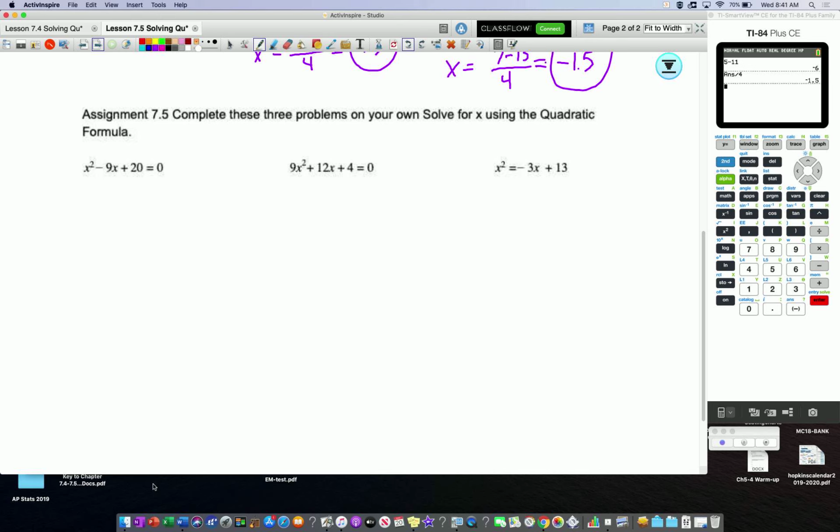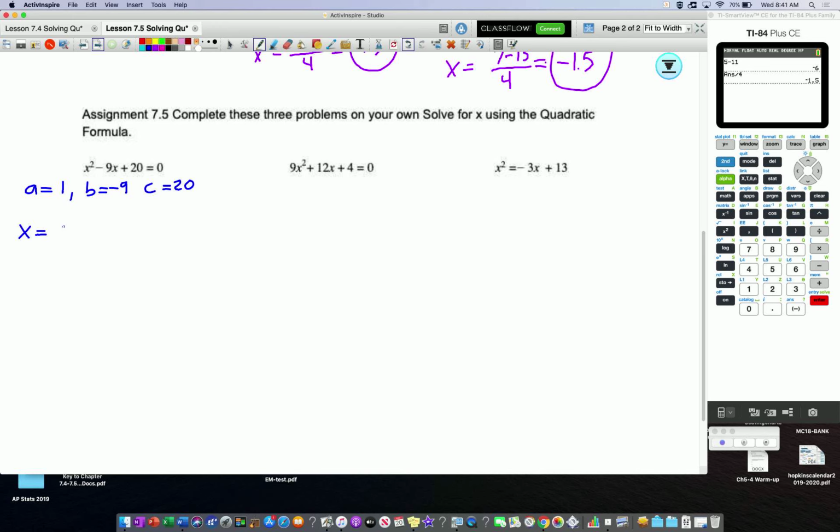All right, so let's check to see how well you did on your 3 problems for your assignment. First thing we want to do is identify A, B, and C. So A is 1, B is -9, C is 20. So let's plug it into the formula.